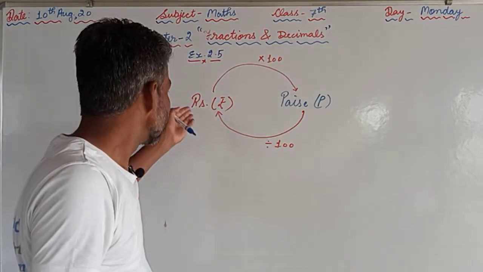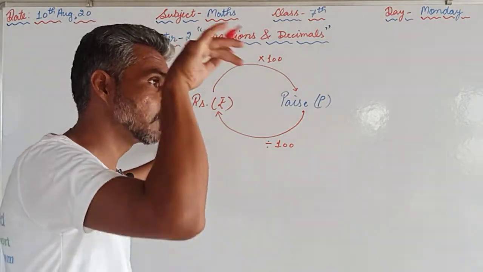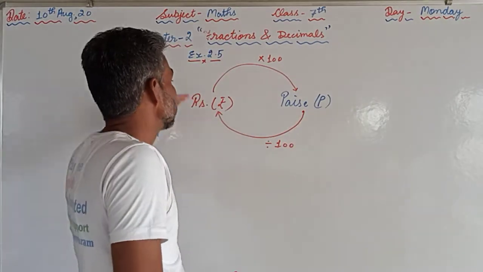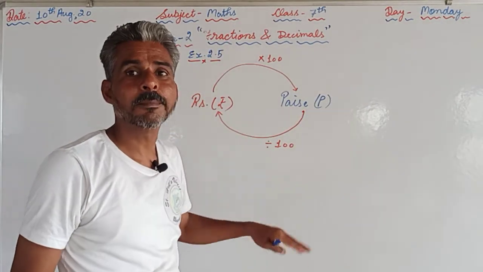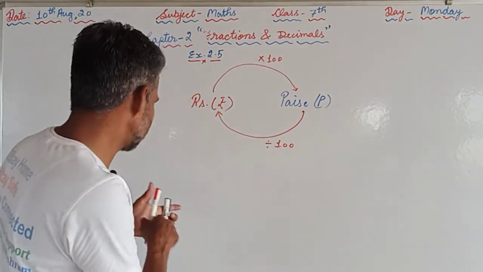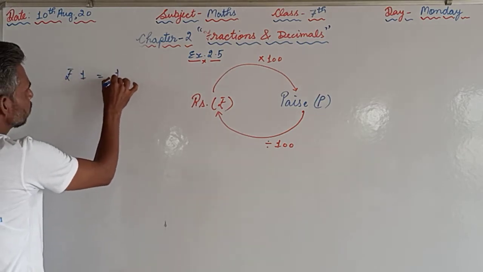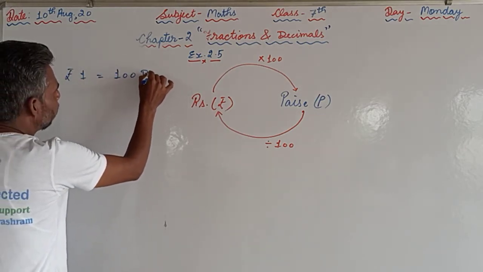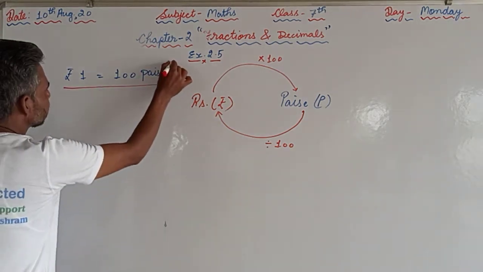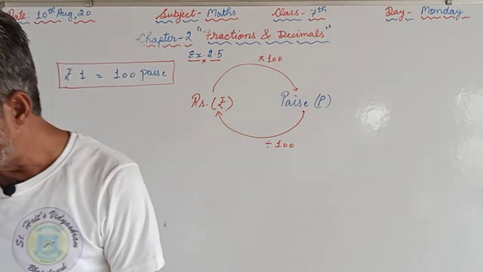which one is larger? Rupees is larger. So if we are supposed to convert a larger quantity into a smaller quantity, then we have to multiply, and if we are to convert a smaller quantity into a larger quantity, then we are supposed to divide by the same number, that is 100 here. Why 100 is here? Because we know 1 rupee is equal to 100 paise. That's why we take that 100 whenever we are dividing or multiplying.